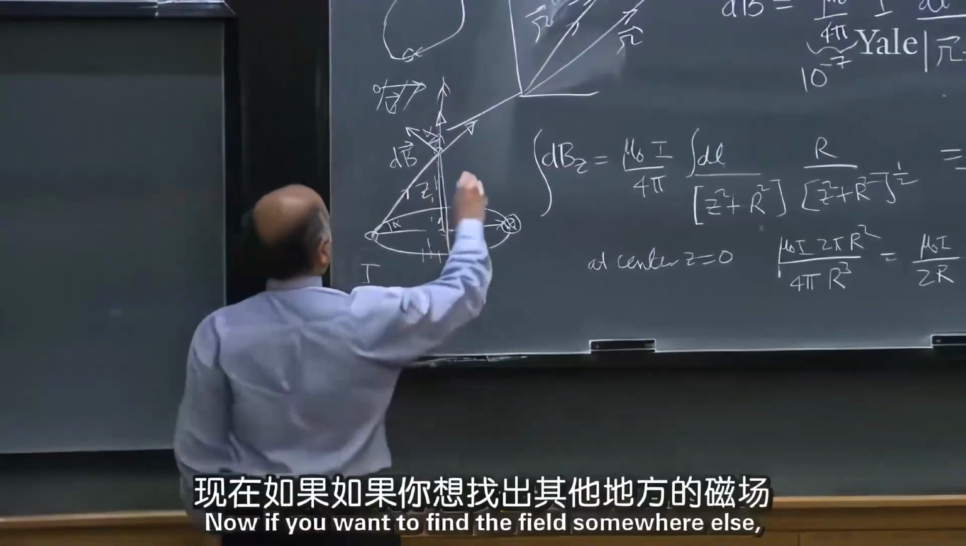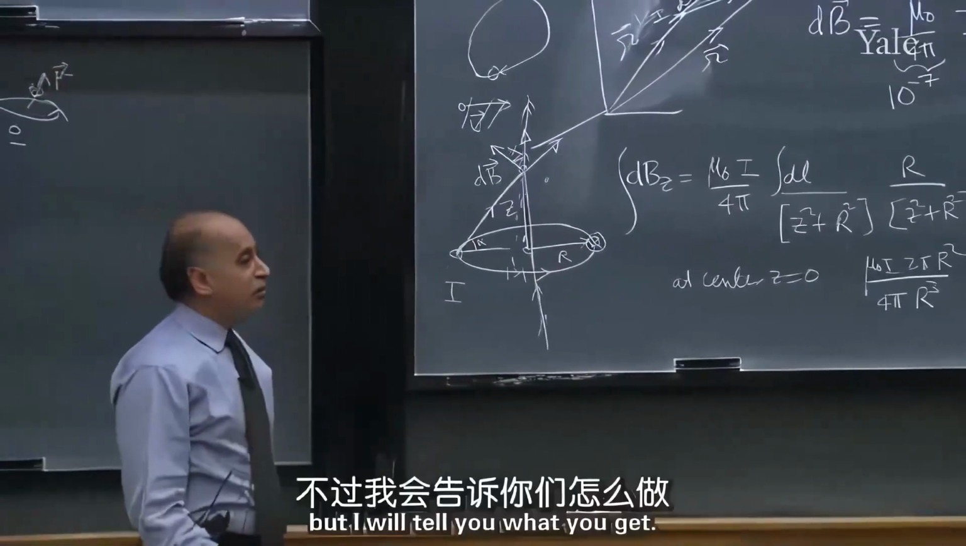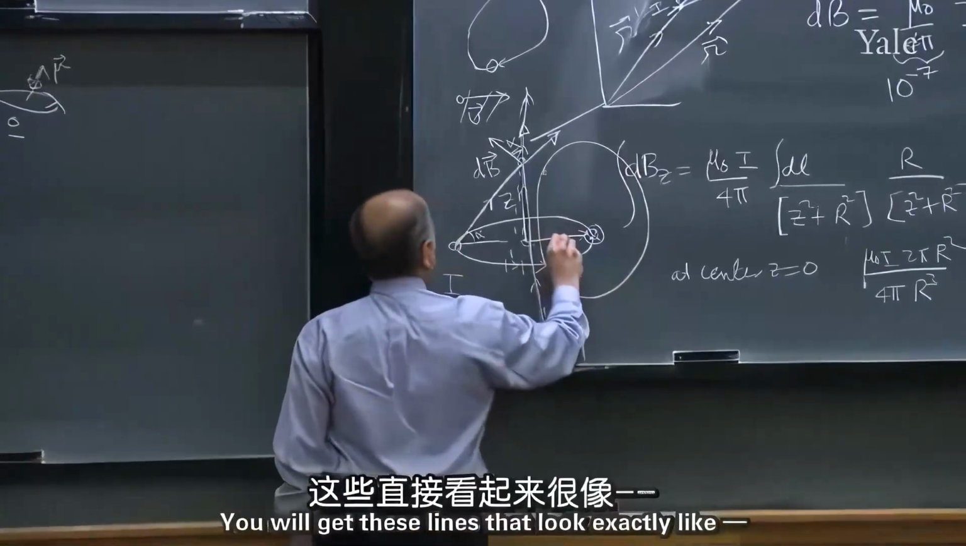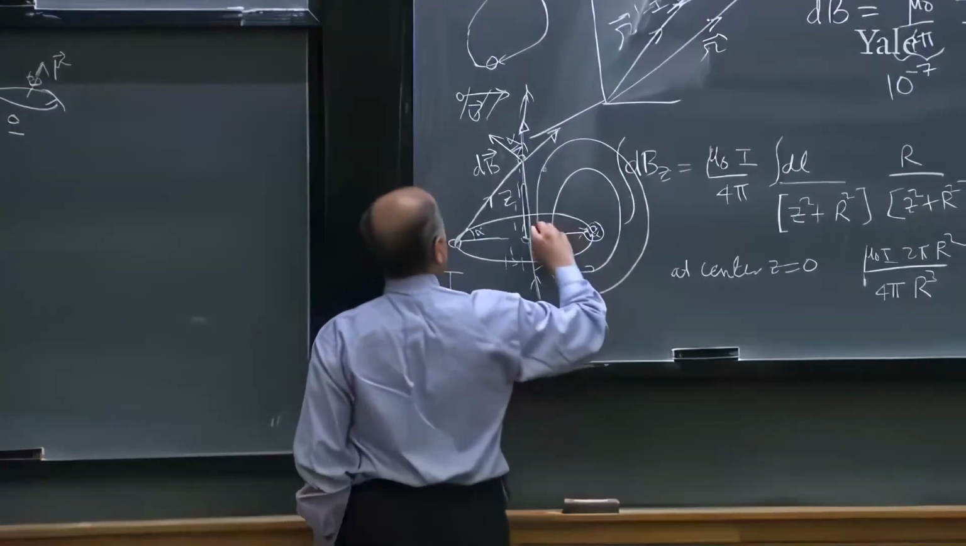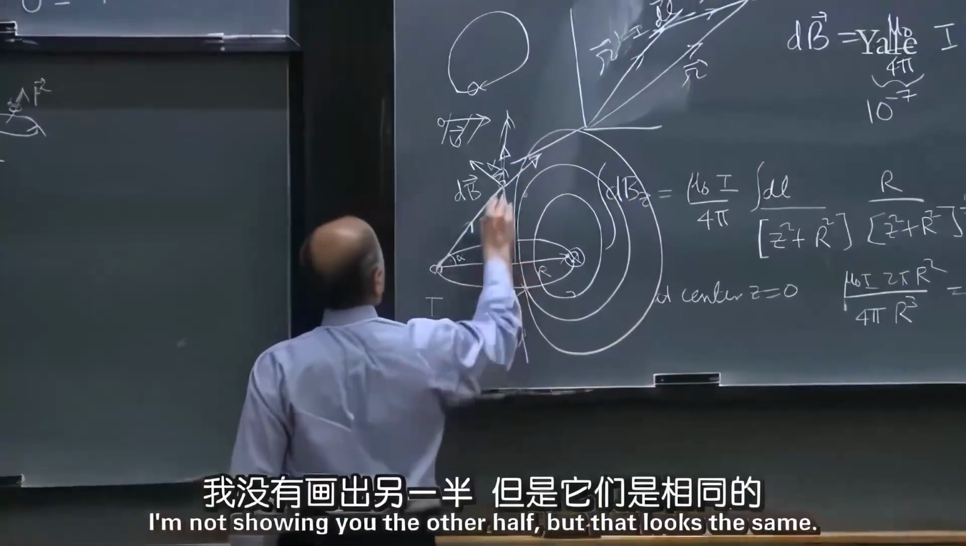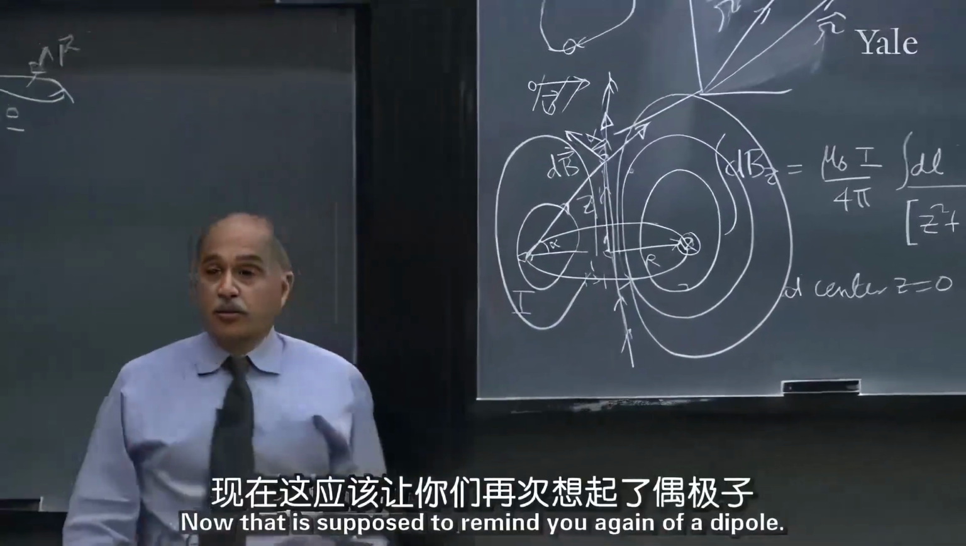Now, if you want to find the field somewhere else, it's a lot of work because you don't have the symmetries. But I will tell you what you get. You will get these lines that look exactly like, I'm not showing you the other half, but that looks the same. Now that is supposed to remind you again of a dipole.